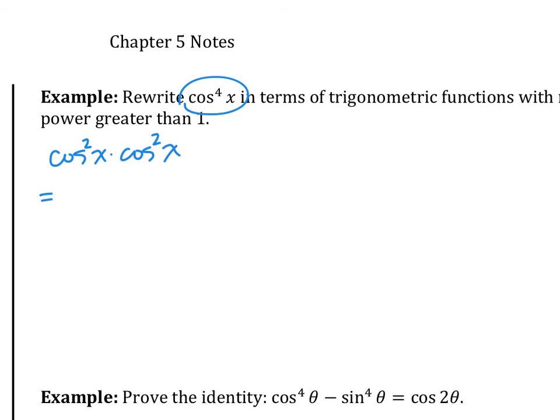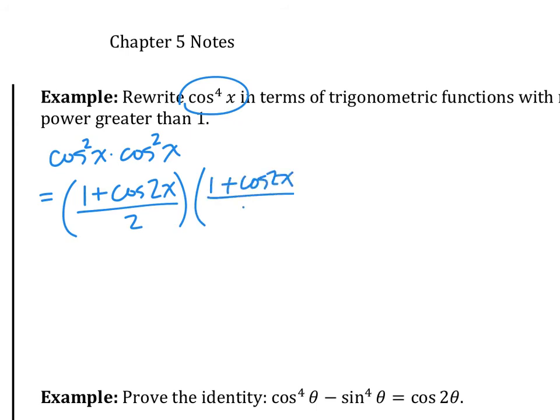Okay, what's the power reducing for cosine squared? 1 plus cosine 2x over 2, times 1 plus cosine 2x over 2. Okay, I am going to FOIL the top and then multiply the denominator. Make sure you can FOIL really fast in your mind or else it just takes way too long.